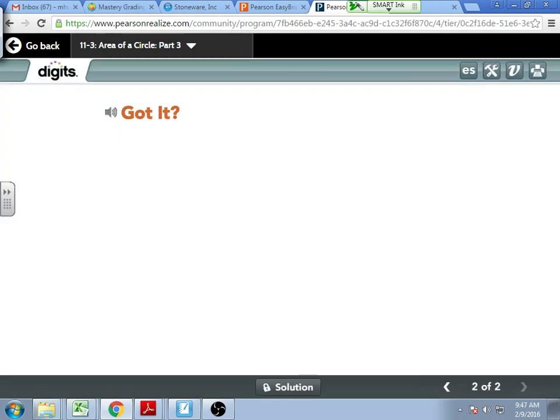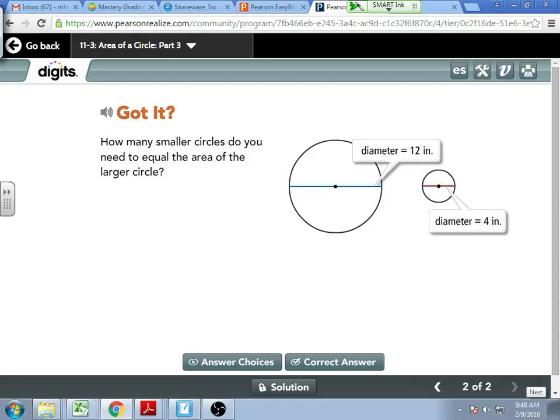And our last problem for today. How many of these smaller circles does it take to equal the bigger circle? I challenge you to do this without a calculator and without computations. Compare their distances like we just did with the crop circles. How many of those smaller crop circles would it take to be the same area?